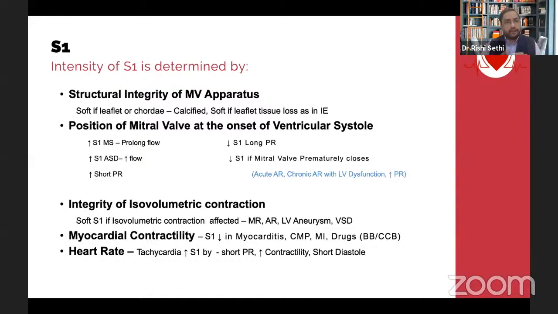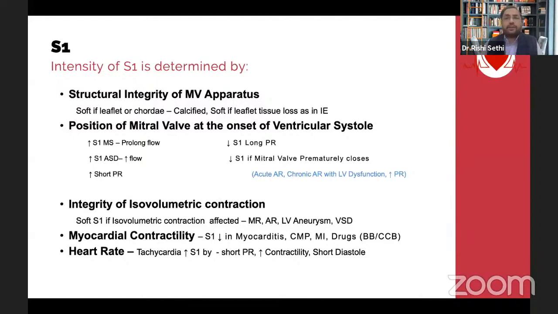So if there is a prolonged flow across the mitral valve in cases of mitral stenosis, in cases of ASD where there is a prolonged flow, if there is a short PR interval, in all these conditions, the mitral valve is quite open at the time of the onset of the ventricular systole, and therefore when it comes back with a bang, it produces a more loud or a louder S1.